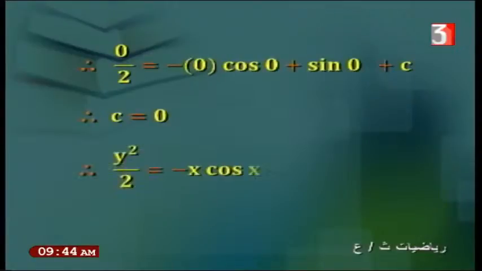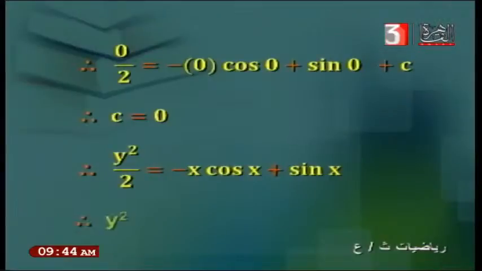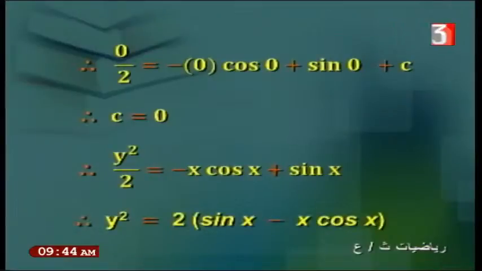And y^2 over 2 equals negative x cos x plus sin x plus 0. We multiply both sides by 2. Then y^2 equals 2 times (sin x minus x cos x), which is the required proof.